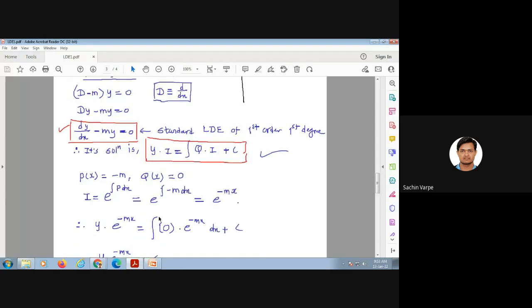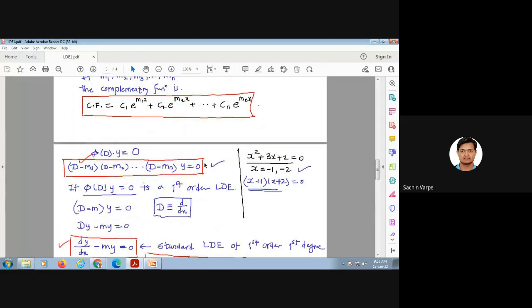If you look at this factored form of the homogeneous differential equation, where each factor is of the form D minus m1, D minus m2, and so on, D minus mn, each root will satisfy the whole equation. If we substitute D equal to m1, we will get 0 directly on the left hand side. Similarly for m2, we will get 0. Similarly for mn, we will get 0. So all these roots satisfy the differential equation.